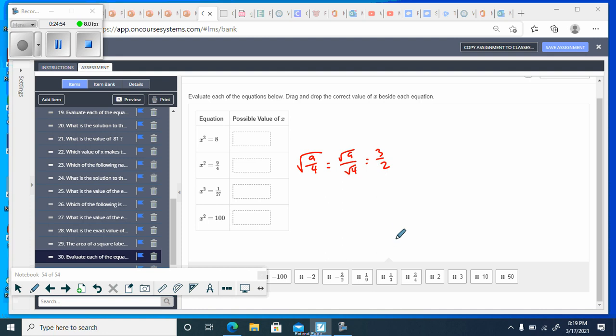Or it could be negative 3 over 2. Either one works. X cubed is 1 over 27. You would be taking the cube root of 1 over the cube root of 27. That would give you 1 over 3. And x squared is equal to 100. That's 10.